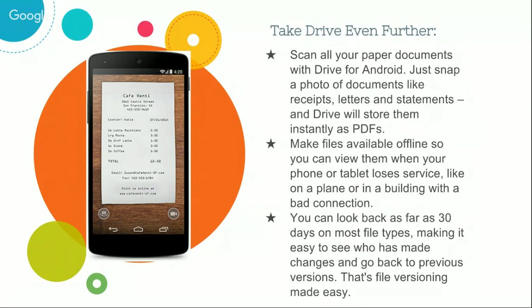They just released this update for Drive for Android, and what this does is it allows you to scan all of your paper documents, such as a photo document, a receipt, a letter, maybe a bank statement, and when you take a picture of that with your phone and upload it to your drive, it will store them instantly as PDFs. It's going to recognize that it's a paper document. So that's kind of a different feature. And I'll show you what you can do with that here in a little bit too.